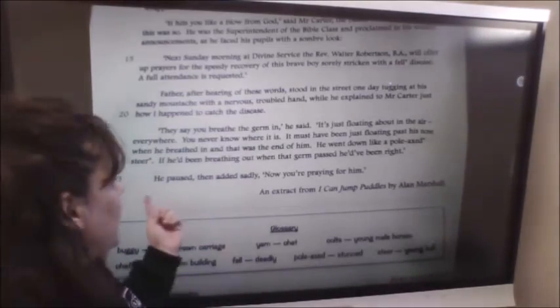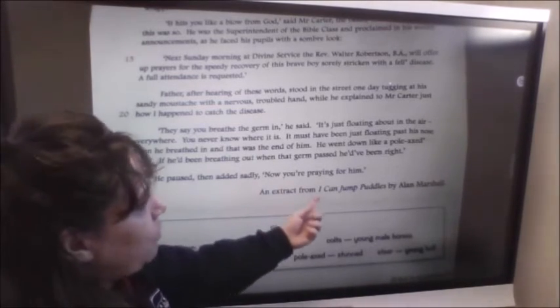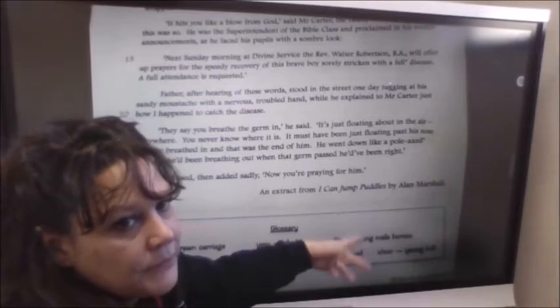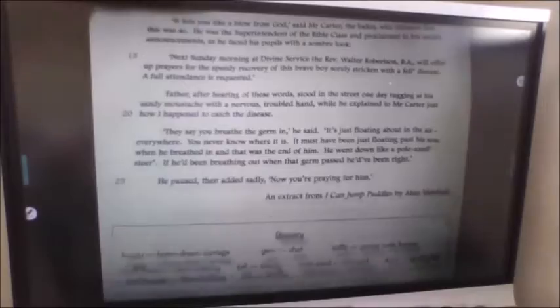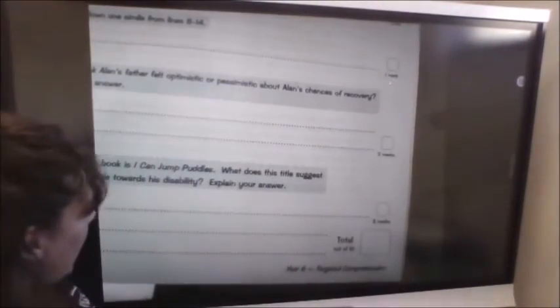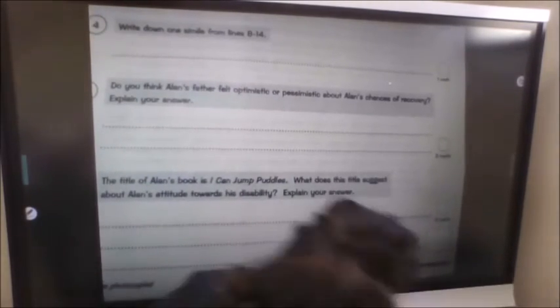So what do you think? By that line, he paused, then added sadly, now you're praying for him. Okay. He's already talked about the foul disease. Okay, so have a little look at that. Then we've got the last question.